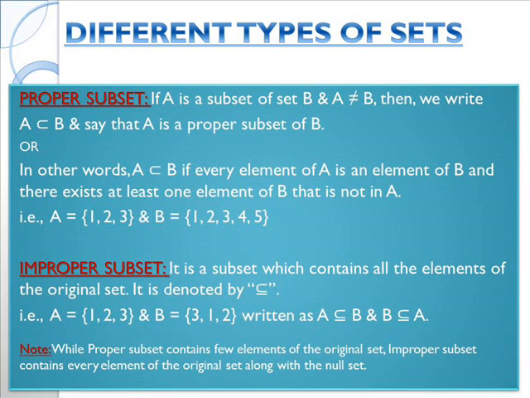Then we have improper subset. That is a subset which contains all the elements of the original set. That is, A is equal to 1, 2, 3 and B is equal to 3, 1, 2. Only the sequence is different but the elements are same. So here we can say that A is an improper subset of B, or we can say that B is an improper subset of A. It is to be noted that while proper subset contains few elements of the original set, improper set contains every element of the original set along with the null set.